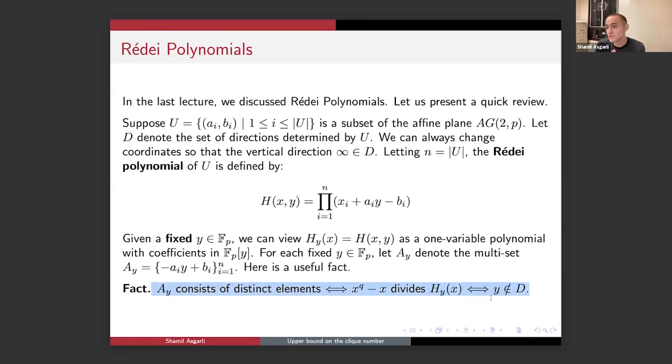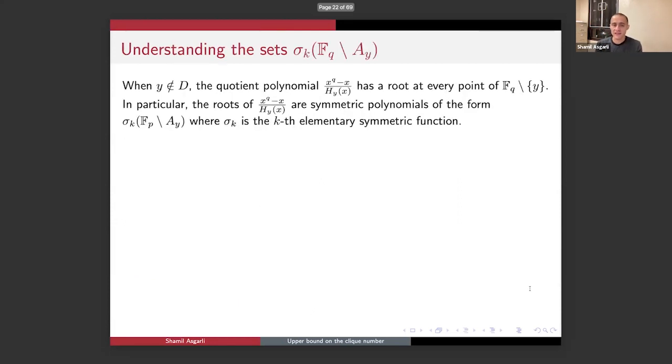There are three conditions here. One of them is about a certain set, A_y, consisting of n distinct elements. The other one is about divisibility of the Rédei polynomial, when you plug in the value of y for a fixed y, so you get a polynomial in x only. This is an algebraic condition. And then the corresponding geometric condition is that y is not in the direction set. Okay, so let's use these facts.